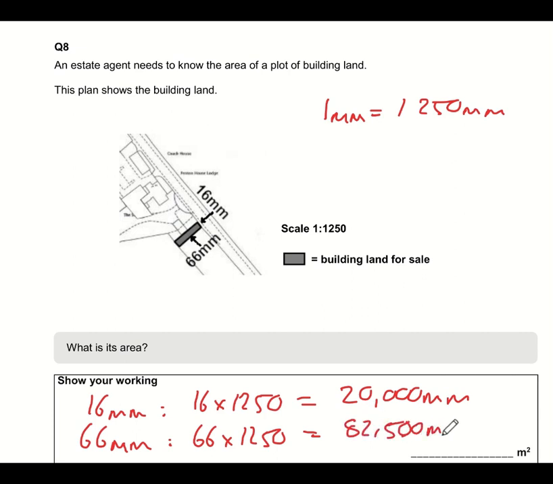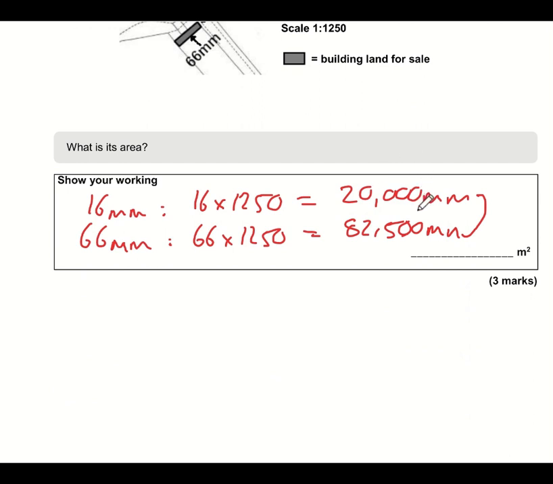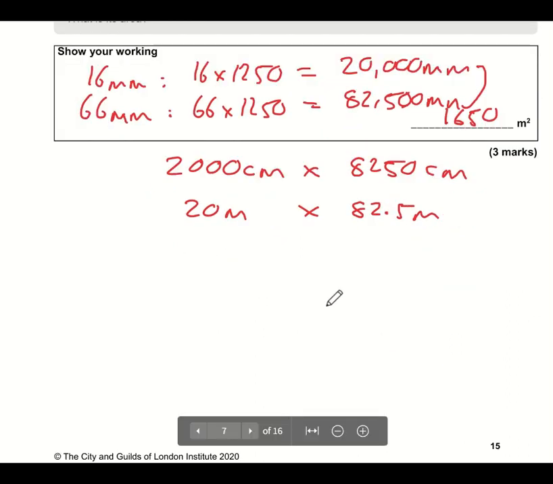82,500 millimeters. Now the area is going to be these two numbers multiplied together, but that will give me an answer in millimeters squared. It's probably easier at this stage to convert these into meters, so we can give our answer in meters squared. If I divide by 10, I've got them in centimeters, so that's going to just chop off a 0, so that's 2,000 centimeters by 8250 centimeters. There are 100 centimeters in a meter, so divide these by 100, so 20 meters by 82.5 meters, and now multiply 20 by 82.5, which is 1,650 square meters.